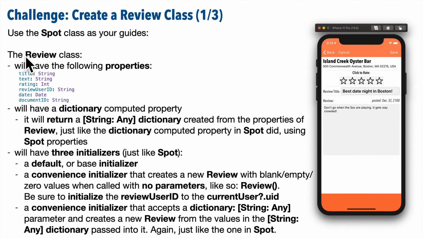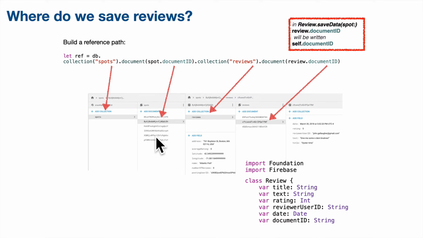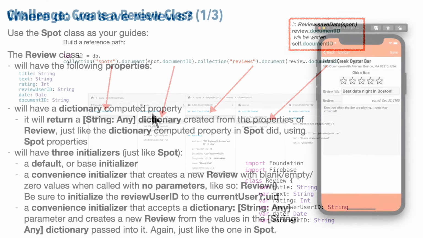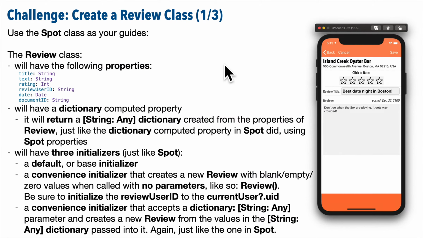Now you have the knowledge to be able to set up a review class by leveraging what you already learned creating the spot class. And although you've never saved a document inside of a collection that was inside of another document, why don't you give this a shot and see how far you can get. Now in this first challenge, we're going to create a review class with its properties and initializers. We're not going to add the save data method yet.